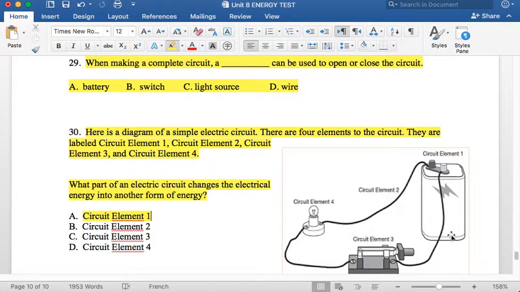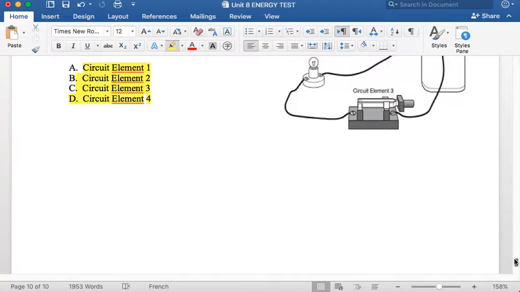A. Circuit element 1. B. Circuit element 2. C. Circuit element 3. Or D. Circuit element 4.